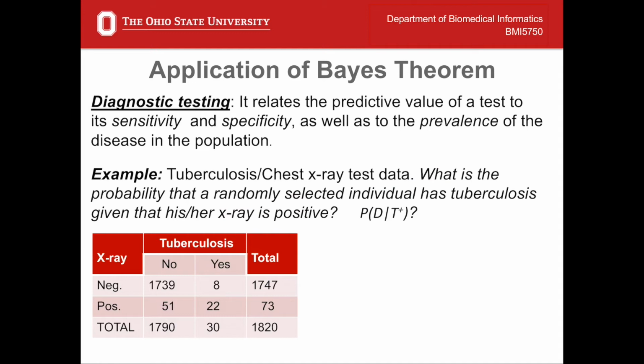Here is an application of Bayes' rule. This example came from diagnostic testing. It relates the predictive value of a test to its sensitivity and specificity, as well as to the prevalence of the disease in the population. For example, we have TB chest X-ray test data. It's shown here in this table, and we want to ask, what is the probability that a randomly selected individual has TB given that this person's X-ray is positive? That is, what is the probability of disease given the test result is positive?